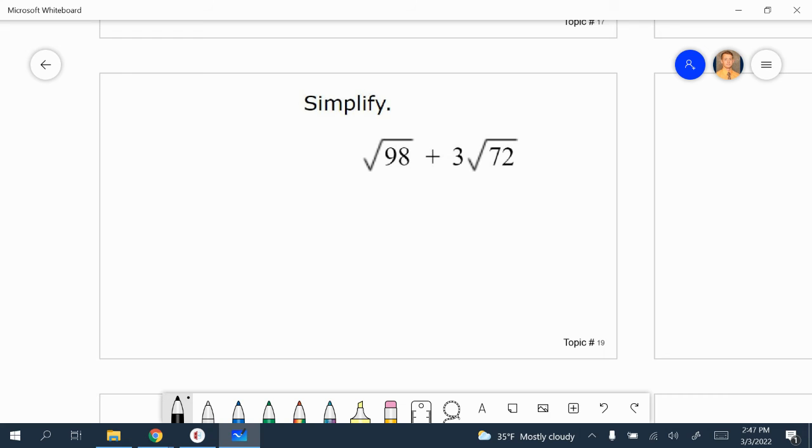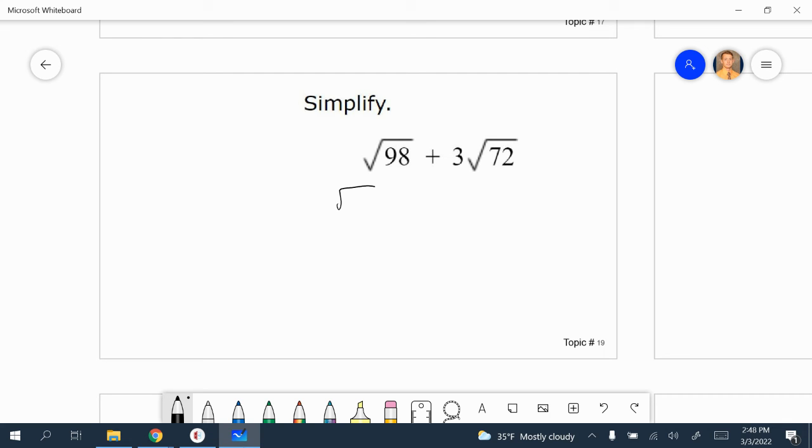Topic number 19. So I can't add these together right now because I would need common numbers under my radicals. So what I'm going to do is separate that radical 98, or the square root of 98, and try to simplify it a little bit. Then I'll simplify the 72 at the same time, and we'll see if we can get the same number under the radical. So the square root of 98, let's see.